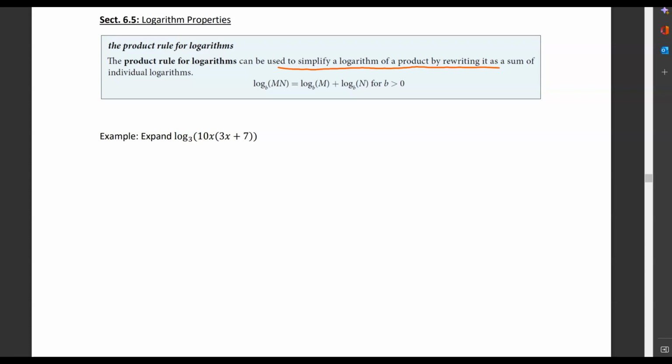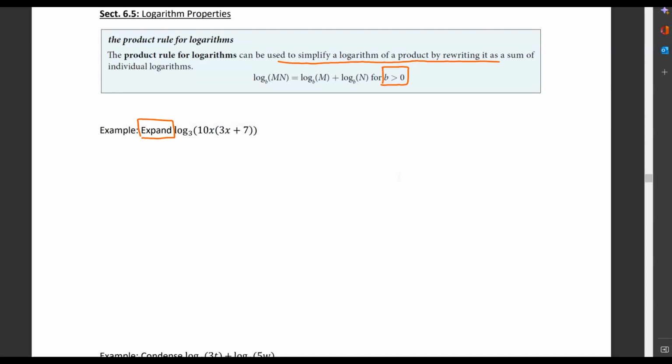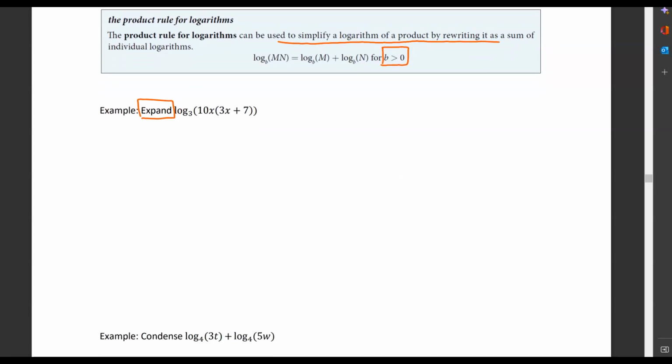And all of this is for a base being greater than 0. So again, we're looking at those positive values for those bases. All right, so let's take a look at this and test it out. So we want to expand, so we want to make it larger. Logarithm base 3 of 10x times 3x plus 7. Okay, so let's start off here. We're going to basically break it apart, all the multiplication pieces.